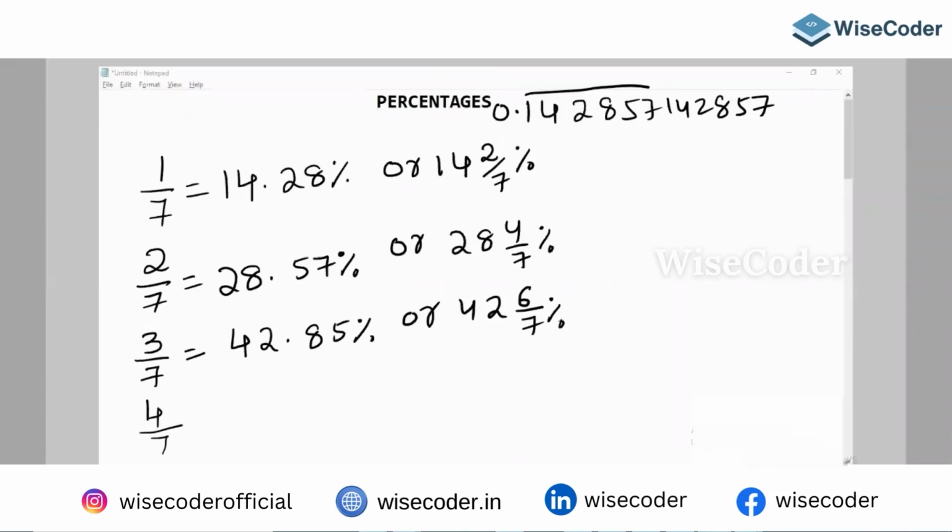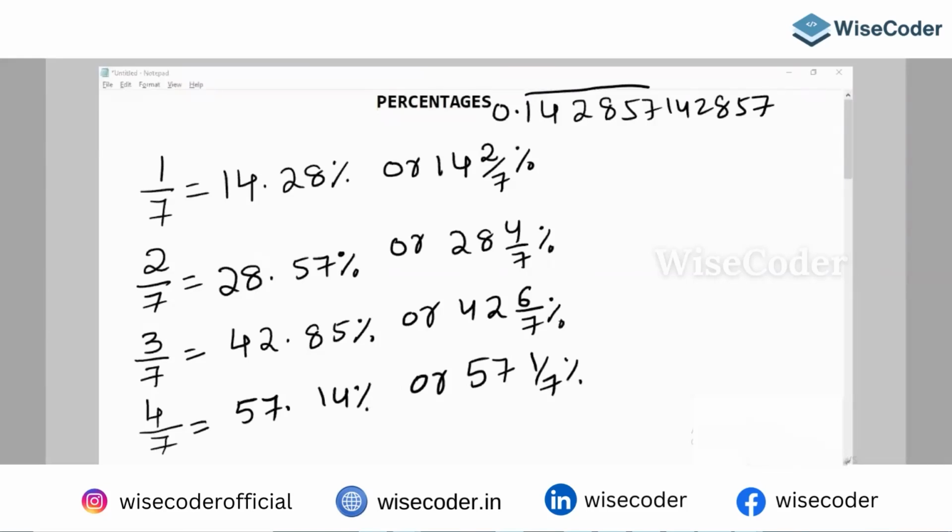What is 4 by 7? 40, how many times 7? 5 times. So the answer is 57.14%, or we can say 57, and 14 is nothing but 1 by 7. So 57 1 by 7%.